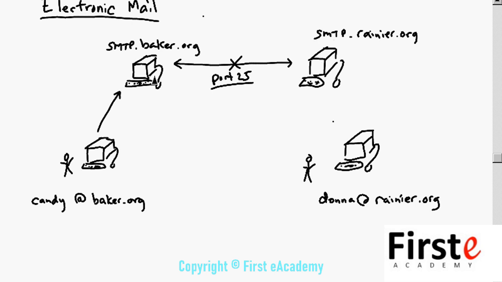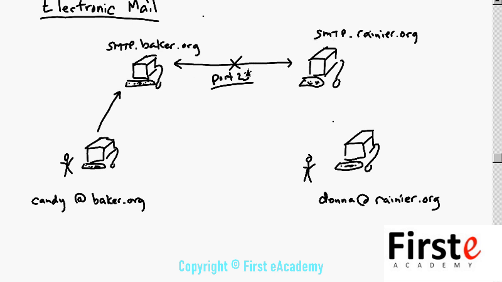So then it waits some amount of time, tries to establish the connection again, can't do it. Waits some amount of time, tries again, can't do it. After some number of attempts, or after some time period, depending on how it's configured, Baker.org is going to write an email back to Candy and say, sorry, Rainier.org is down, you're going to have to try this again later. The other possibility is that Baker.org tries, fails, and then eventually gets through.